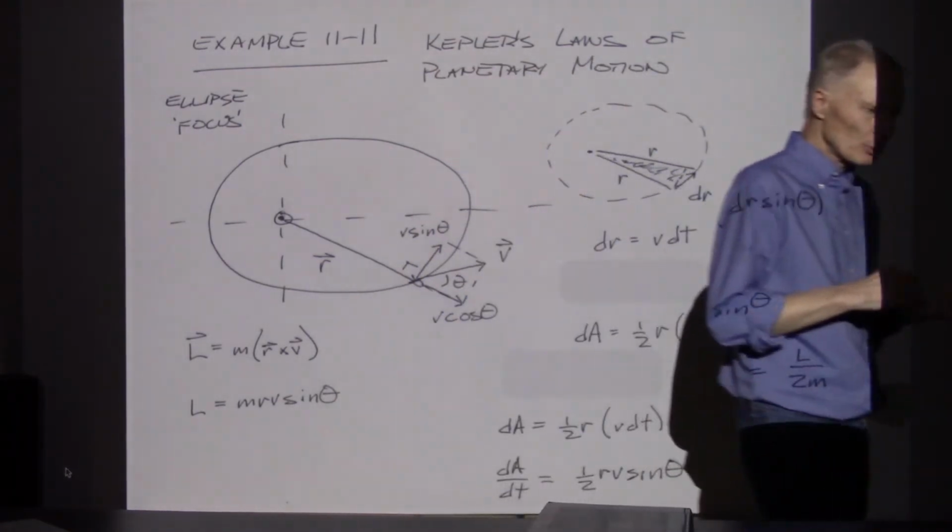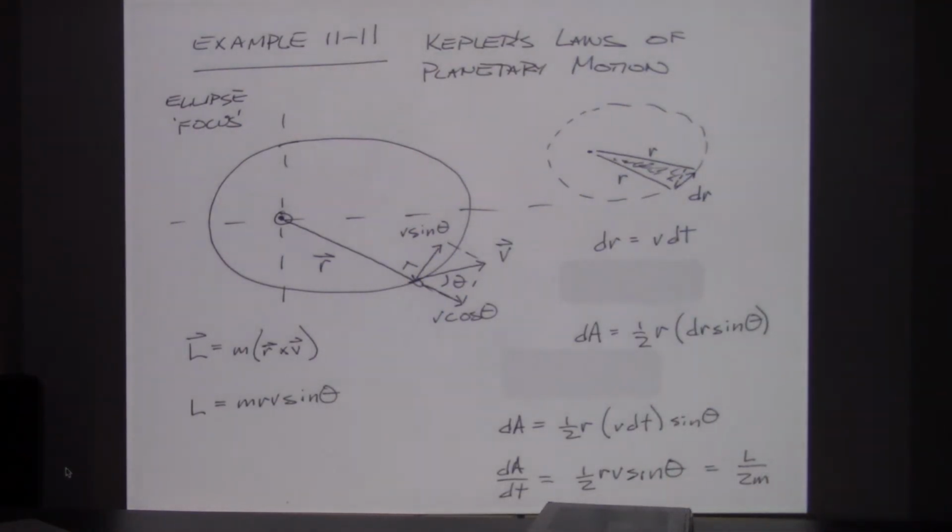So Kepler's law that he came up with, saying that planets sweep out equal areas in equal times, can easily be derived from angular momentum conservation.